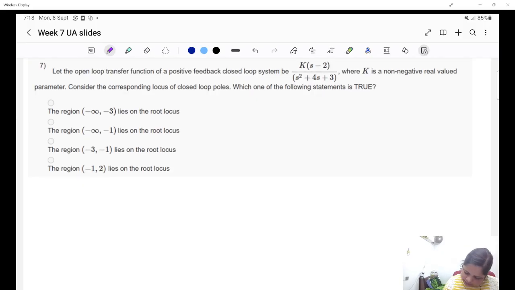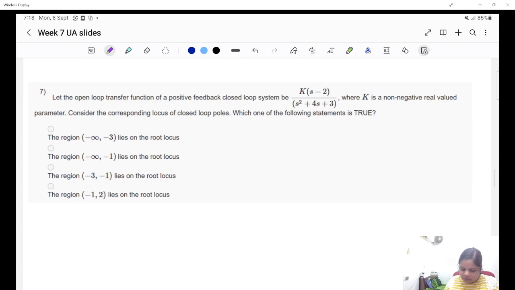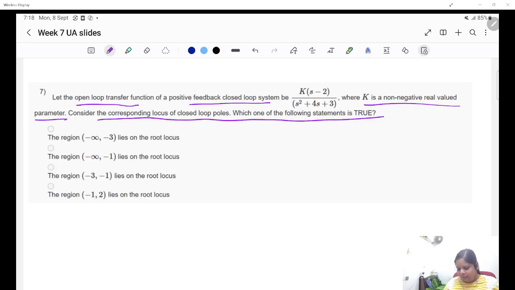Question number 7 says, this is again a new transfer function on which we will have the further questions. The open loop transfer function of a positive feedback closed loop system is given by this equation, where we have a zero also coming now into picture, and there are two poles where k is a non-negative real valued parameter. Consider the corresponding locus of closed loop poles. Which of the following statement is true?